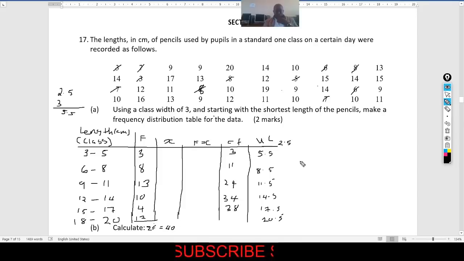For 18 to 20, they were 2, not 12. They were 2. So that here we have 2, and therefore, 40 now. The last one is 40, because 37 plus 2, you get 39... so we have 40 here. That is the cumulative frequency.